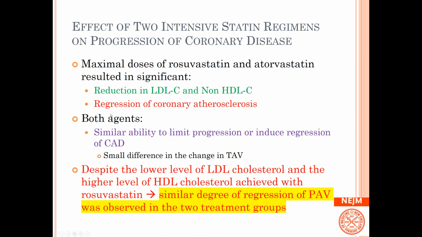non-HDL cholesterol. There was regression of coronary atherosclerosis. Both agents were pretty much similar in their ability to reduce atherosclerosis, with a small difference in total atheroma volume for rosuvastatin. So the changes were pretty much similar for the two agents.